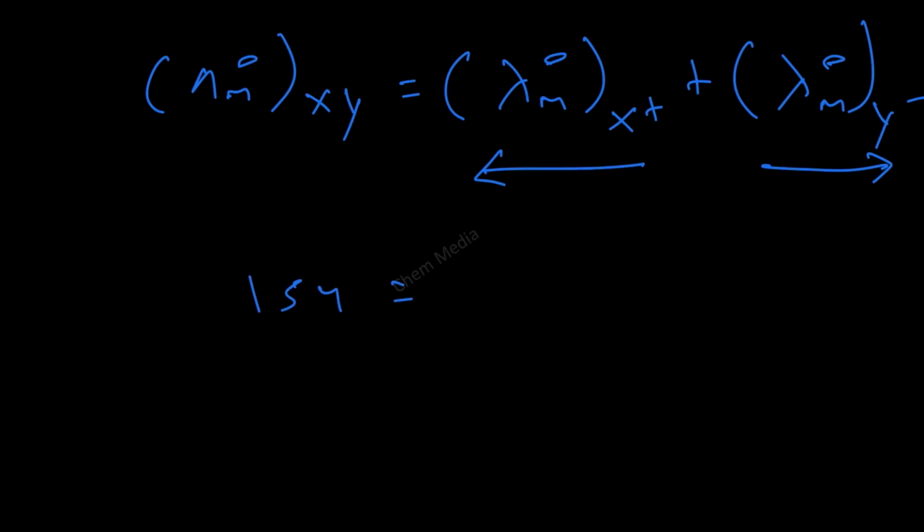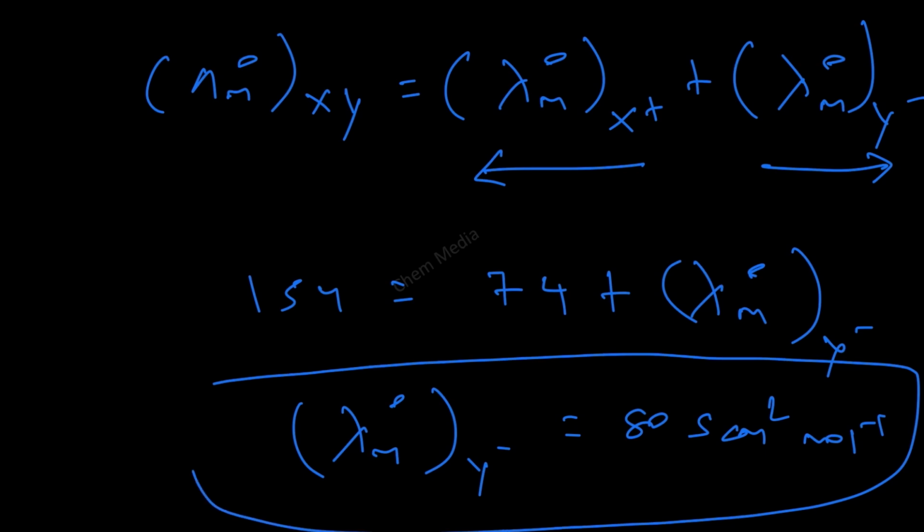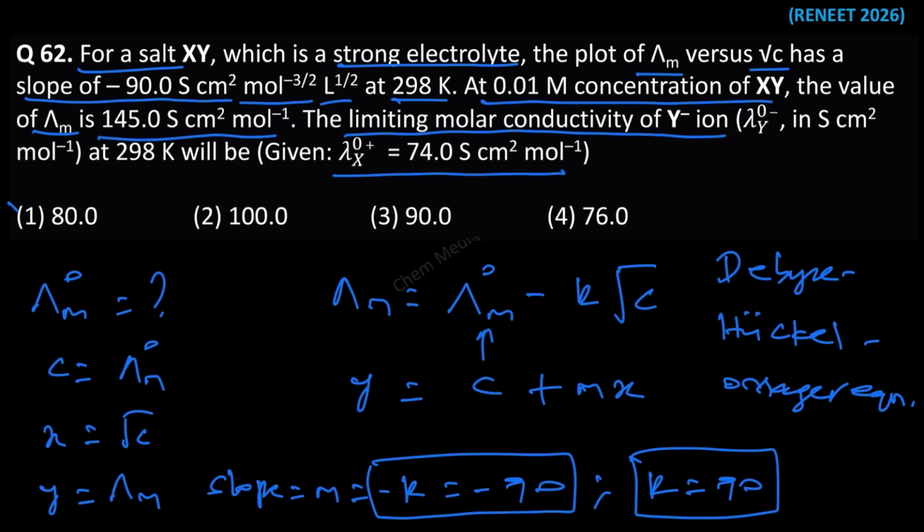Therefore, 154 is equal to 74 plus lambda m naught of Y minus. Therefore, lambda m naught of Y minus is equal to 154 minus 74, that is 80 S cm² per mole, which means option 1 is correct.